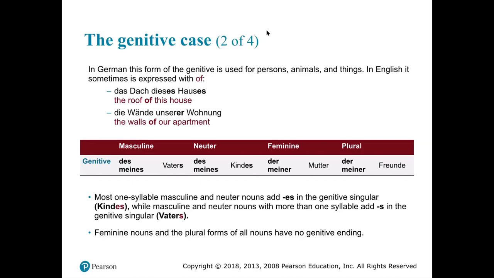Most one-syllable masculine and neuter nouns are going to add that ES, and masculine and neuter nouns with more syllables add an S. So basically, Kind, one syllable, so ES. Vater, two syllables, it adds just an S. And feminine nouns and plurals do not add anything additional in the genitive.